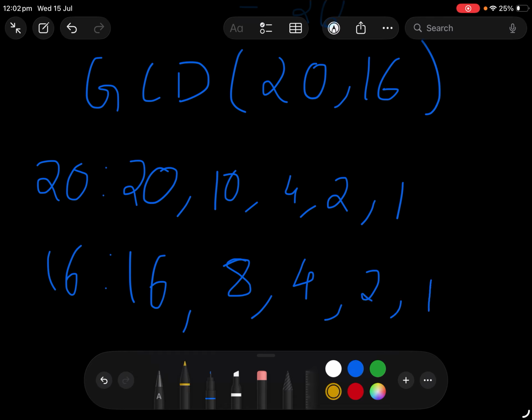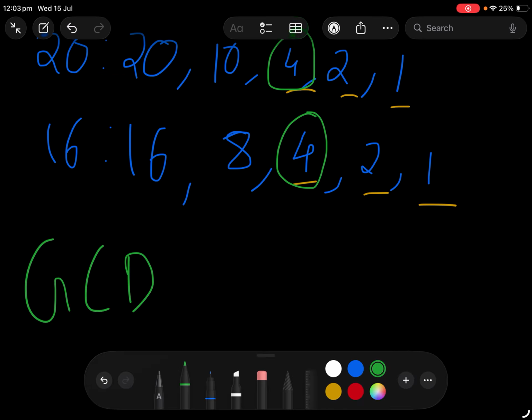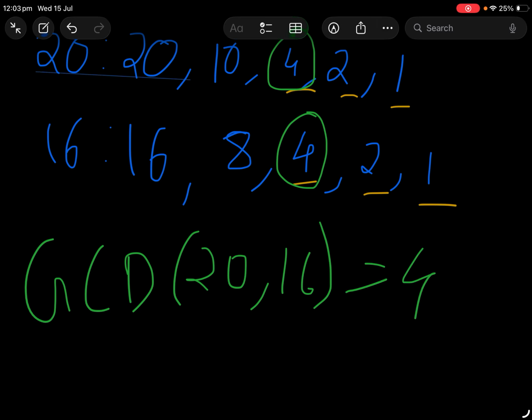So what is GCD in that? We have to see the common integers that can divide our numbers. So 1 is common, 2 is common, 4 is common. Rest all numbers are different. So we have to take the greatest. 4 is the highest number in it. So the GCD of 20 and 16 is 4. This is how you calculate the GCD of two numbers.